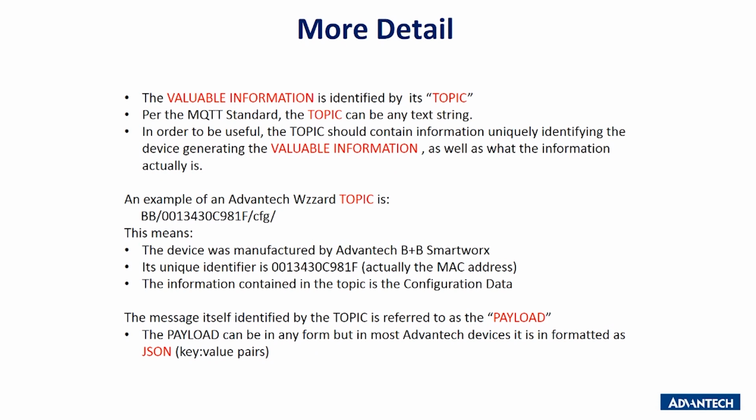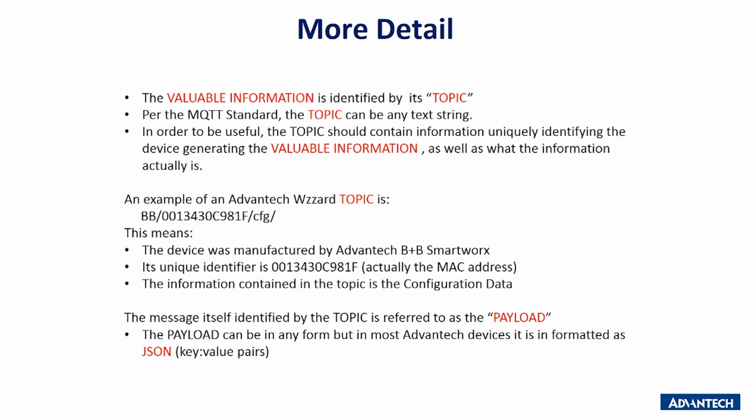Valuable information is identified by a topic. And per the MQTT standard, the topic can be pretty much anything. But in order to be useful in an IoT system, you want to have that topic identify the devices generating the information as well as tell you what the information is. An example of an Advantech wizard topic is BB/the serial number of the device/CFG. This means the device was manufactured by Advantech B&B. It's got a unique identifier, which is the MAC address, and the information contained in this topic is configuration data.